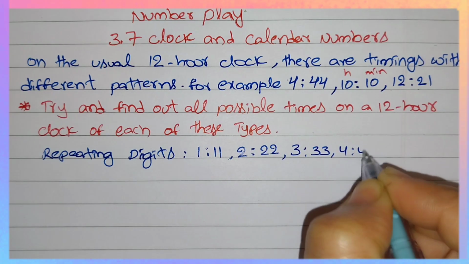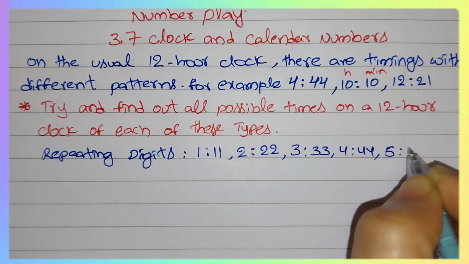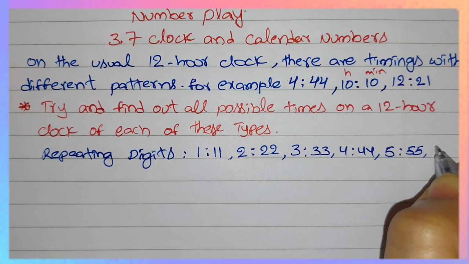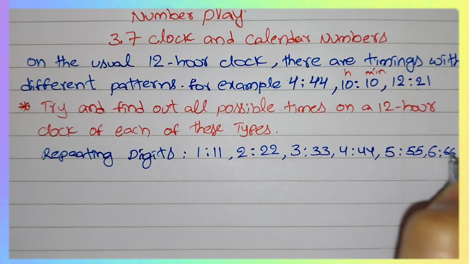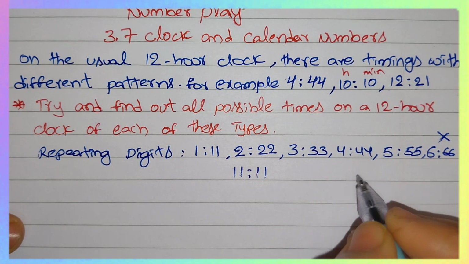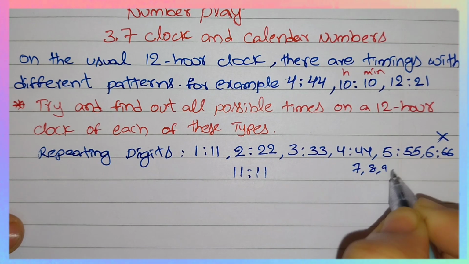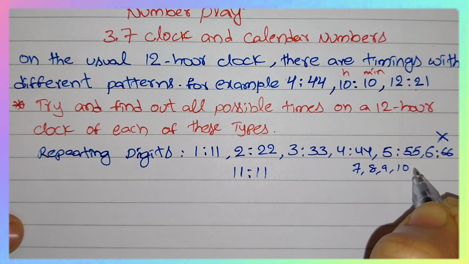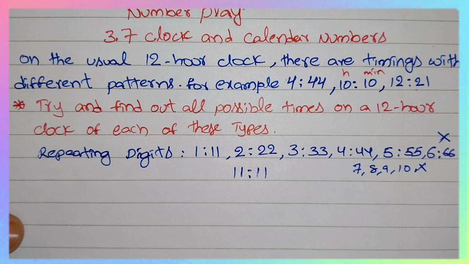First one is repeating digits. These are times where the hour and minute digits repeat. Example 1:11, 2:22, 3:33, 4:44, 5:55. After this 6:66 is not possible because minutes will go only from 0 to 59.